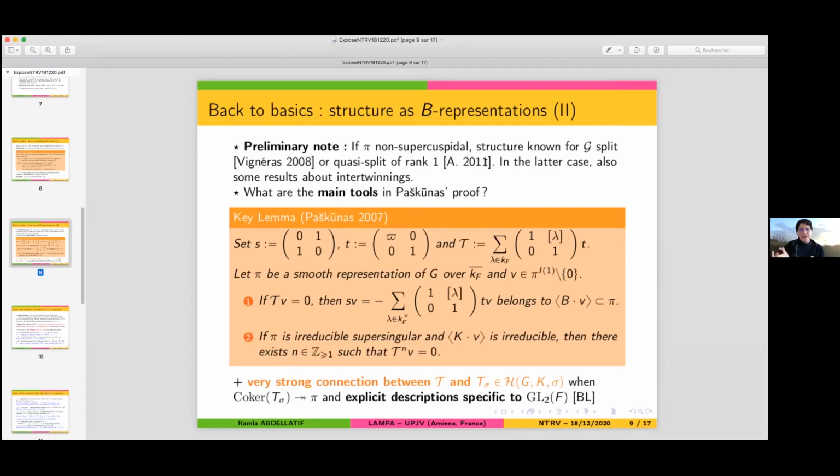So now let's see, what are the main tools in Paskunas' proof? Basically we have three of them. The first one is this key lemma here, a really well-deserved name.